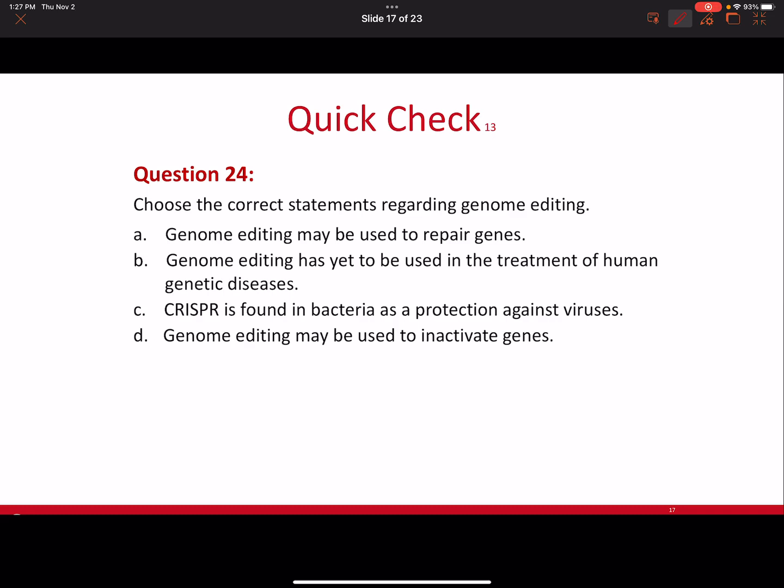This question here says choose the correct statements. There is more than one correct answer.